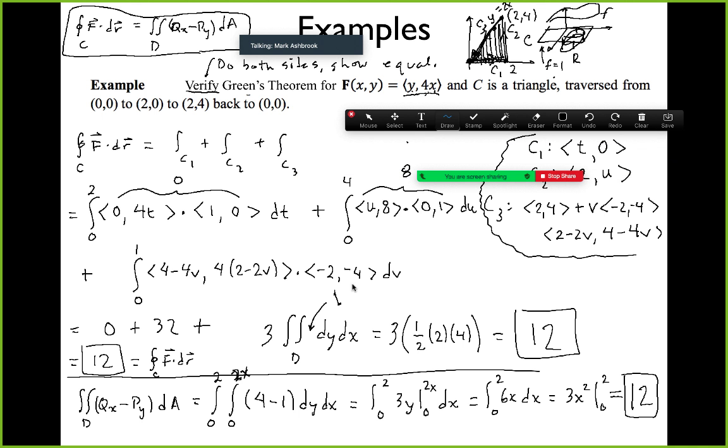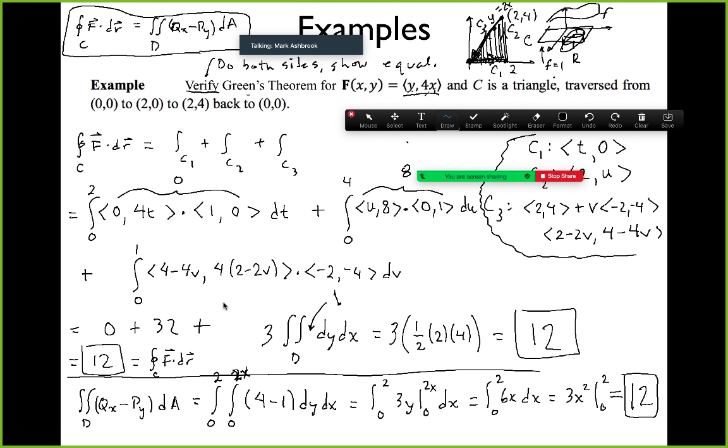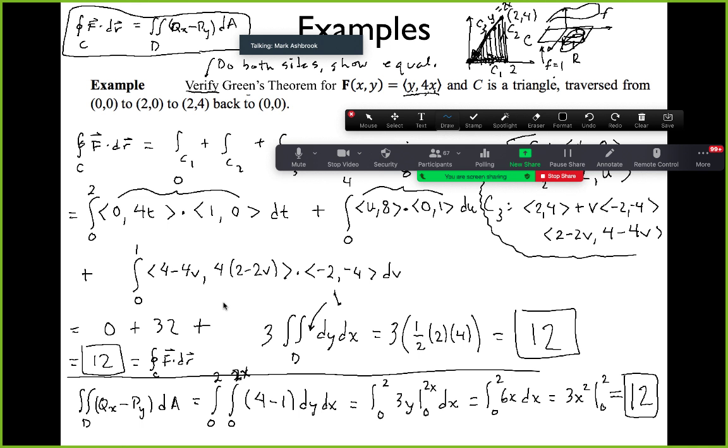Question. So 12 equals 12 equals 12. So two ways to do the double integral. You get 12. And then the piecewise circulation line integral is 12. Questions on this example? So this is verifying. Verifying means you got to do everything. You got to do both sides and show that they're equal.